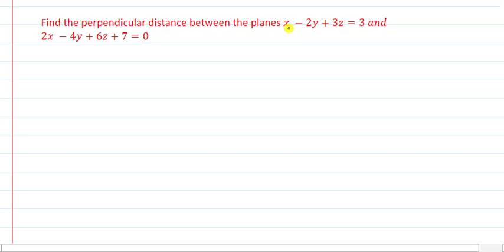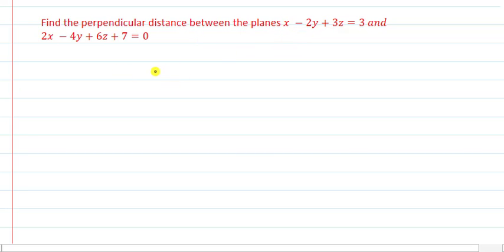So let us observe the two planes. The coefficients of x, y, z in the first plane are 1, minus 2, 3 and in the second 2, minus 4 and 6. So clearly the coefficients of x, y, z in the two planes are in proportion. It means the direction ratios are in proportion, or we can say that the planes are parallel.